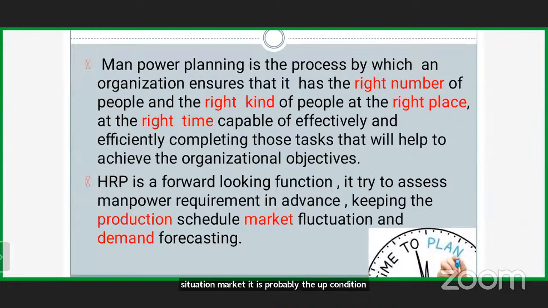So there is fluctuation of market. Sometimes it is down, sometimes it is up. If the market is in an up condition, then we need more product, so the production schedule can be increased, that is, maximization of the production schedule. And what relates to demand forecasting? The demand of the product in the market.